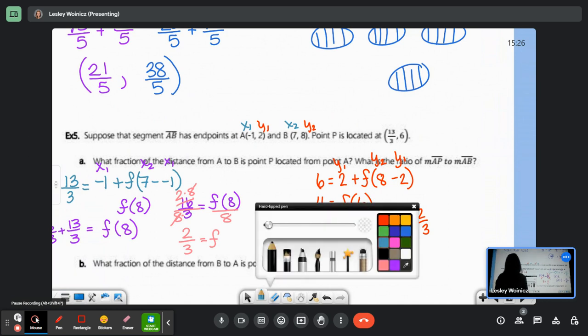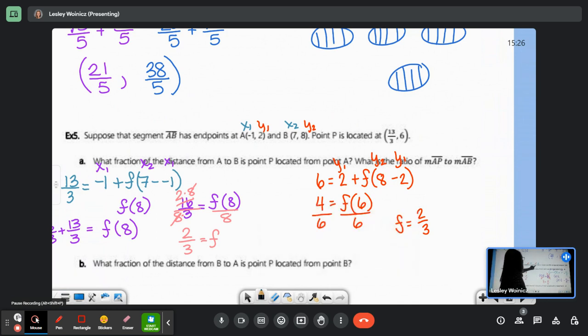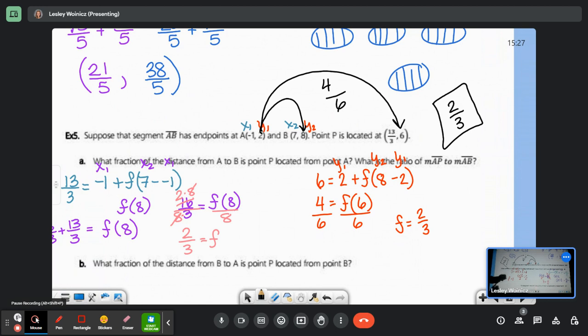So what is my total distance from 2 to 8? 6. What is my distance from 2 to 6? 4. What is 4 over 6 reduced to? Okay, that's why I was dying when I was trying to come up with the formula, because all I could see was the easy way. Right? Yep. Okay, but don't you feel smarter? Yep. Okay.